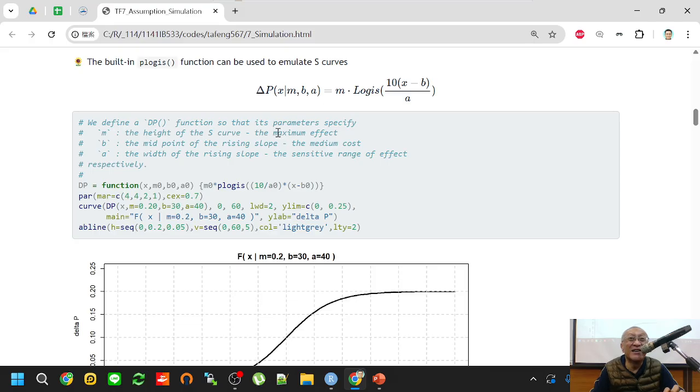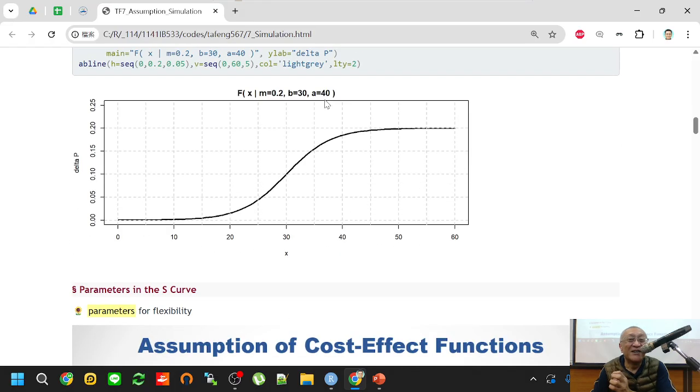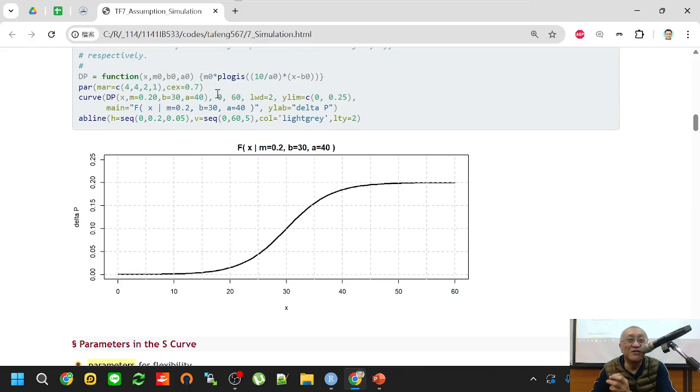Let me say it again. This is the function delta P of X. This is a function of X, which means that delta P will change by X, given MBA. The MBA will determine the function. The function definition was just 1 line of code, and the rest of the code is just to do this plot.